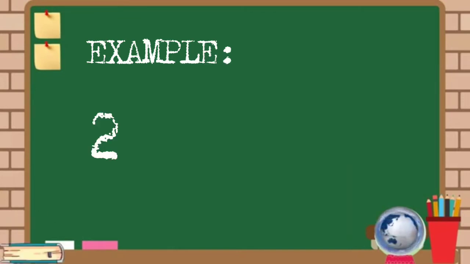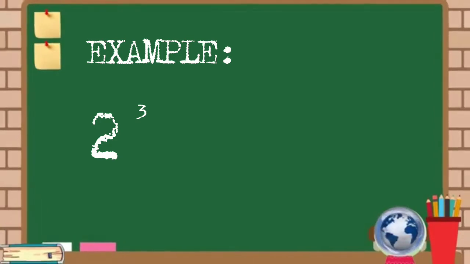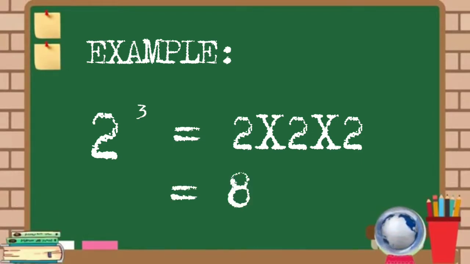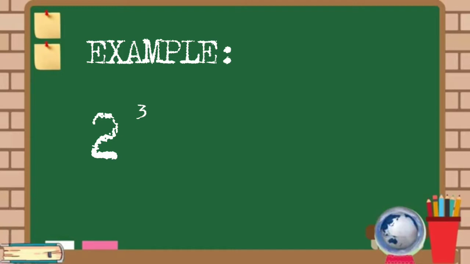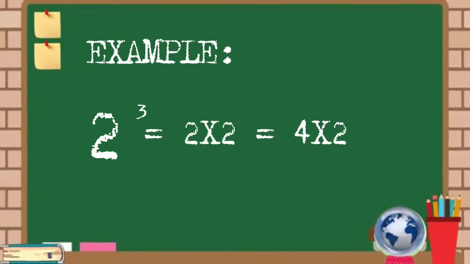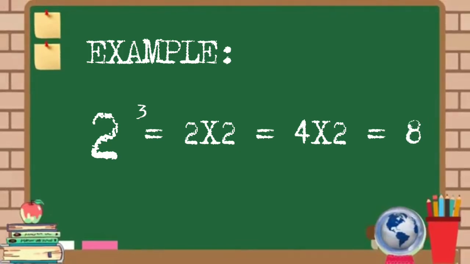Let's try another example. 2 raised to the power of 3, or 2 cubed. We say 2 times 2 times 2 is equals to 8, because 2 times 2 is equals to 4, and 4 times 2 is equals to 8.